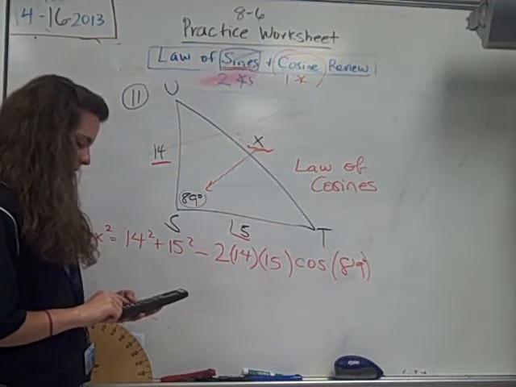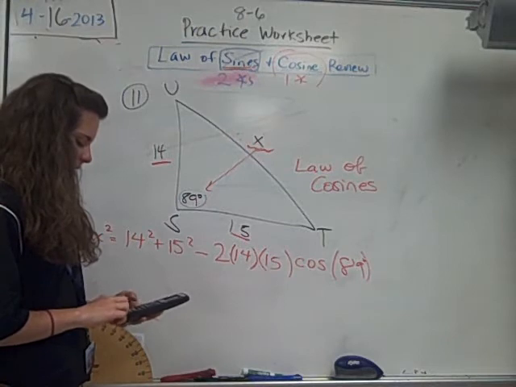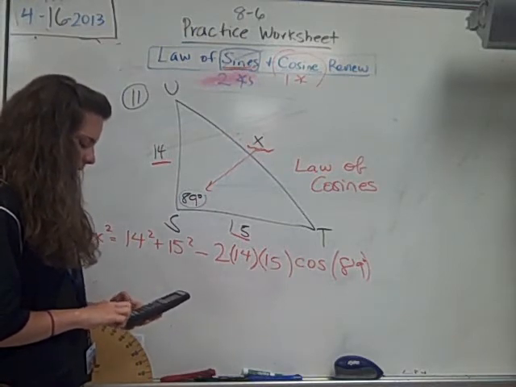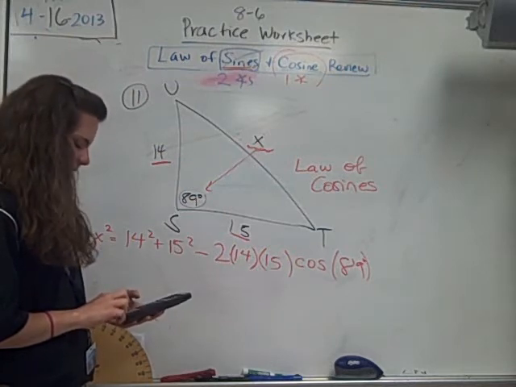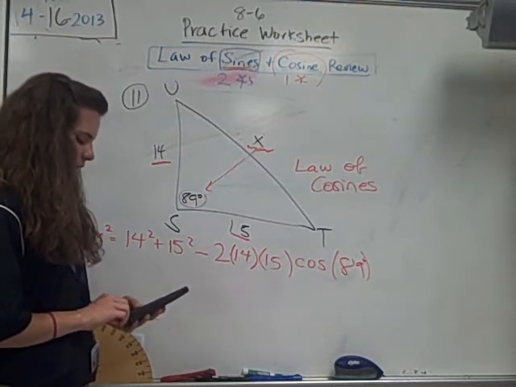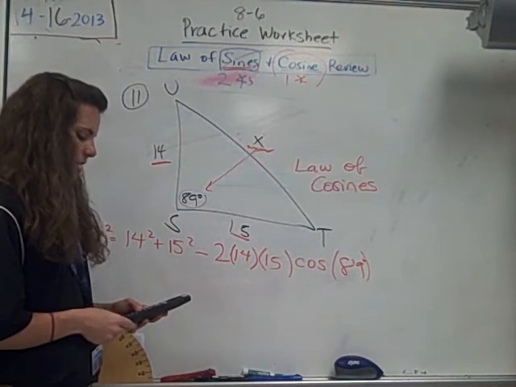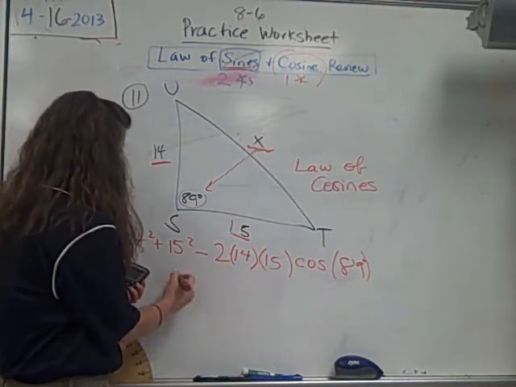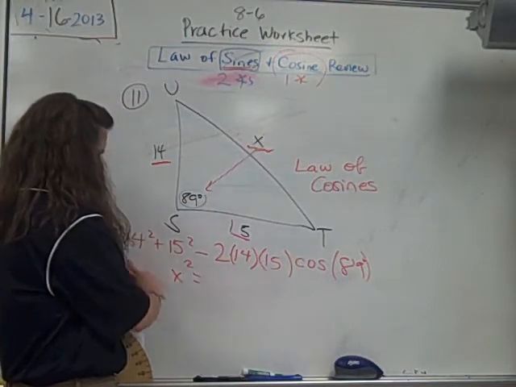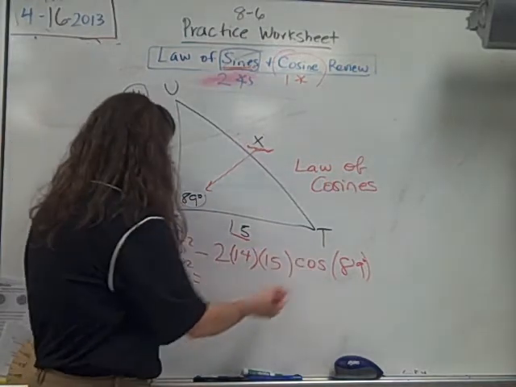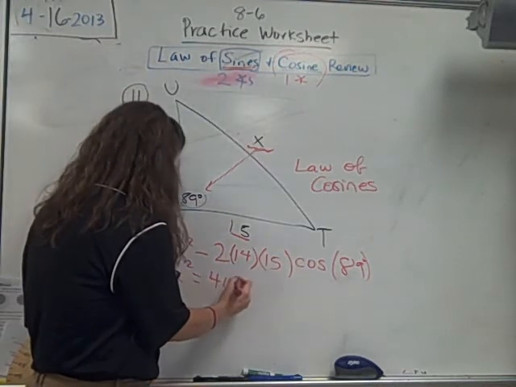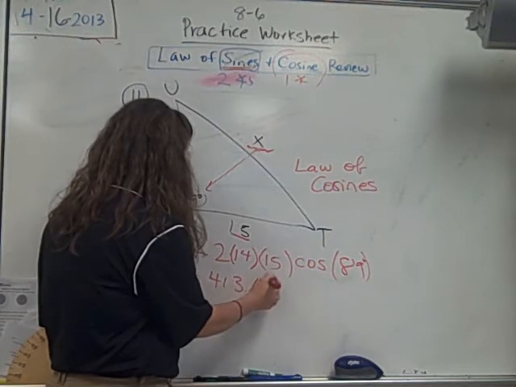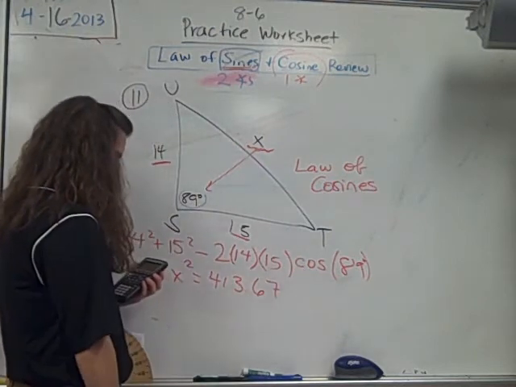All right, I'm going to punch this in. If you didn't have a calculator at home, please do this, and don't just sit there and be lazy. I want you to do it so you'll get some practice with the calculator. When you punch this in, x squared is on the left side. All of this stuff on the right, you can just put it straight in. You're going to get 413.6699. So I'm going to round it to 413.67.